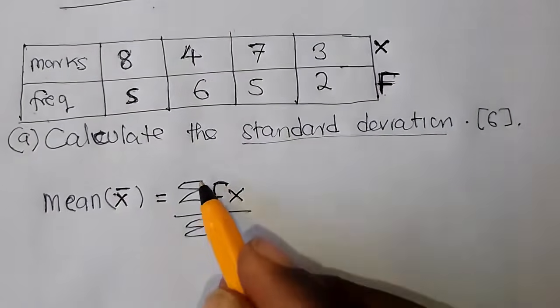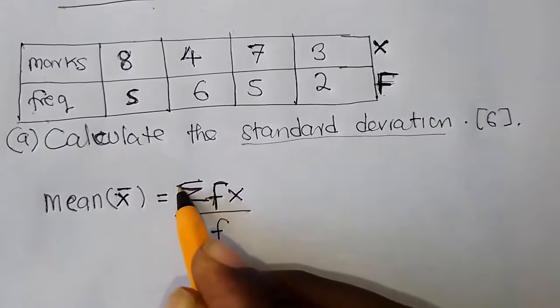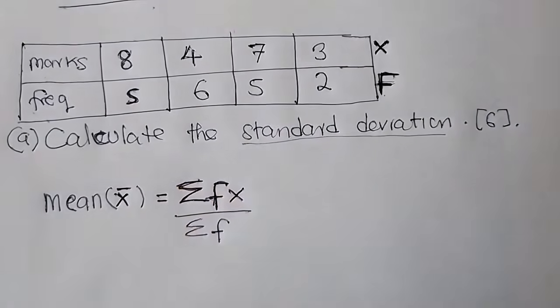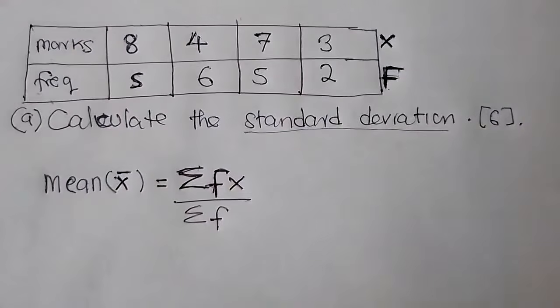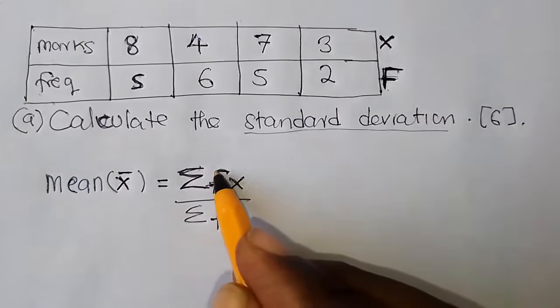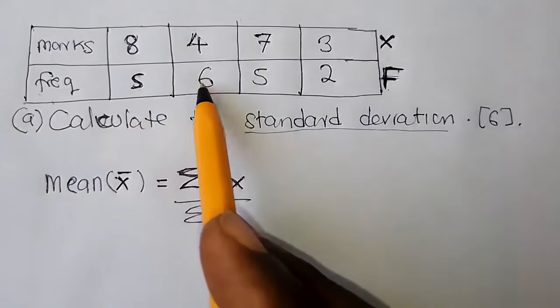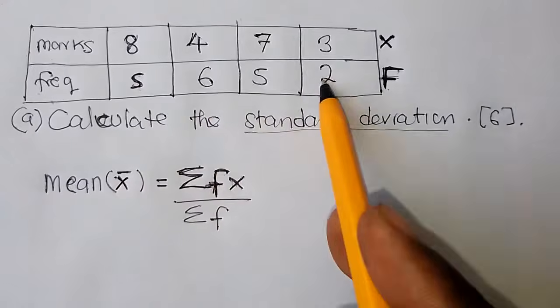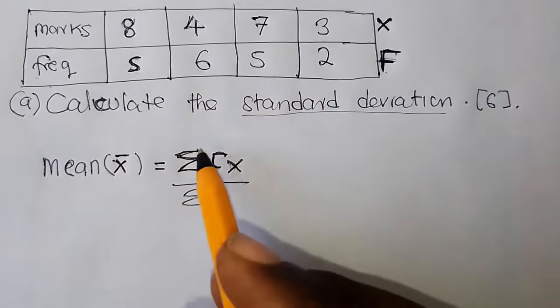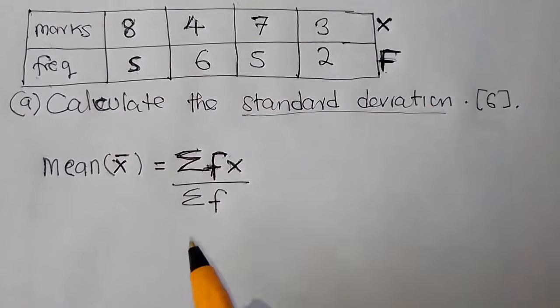So summation, the word summation means addition, or you are getting the sum of certain things. So summation of frequency times x. You'll be multiplying frequency times x, plus frequency times x, until you finish all these numbers there. So step number 1 is to find the mean.